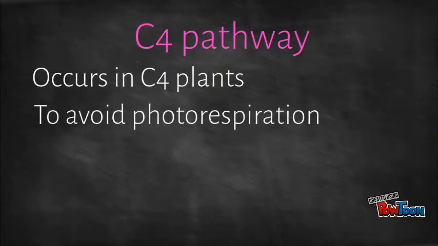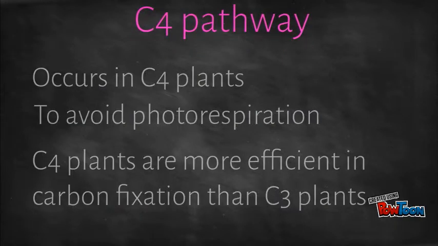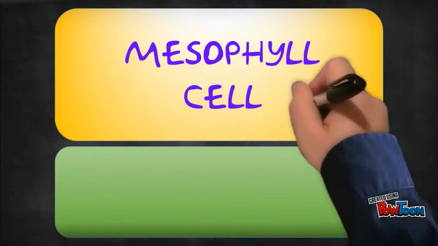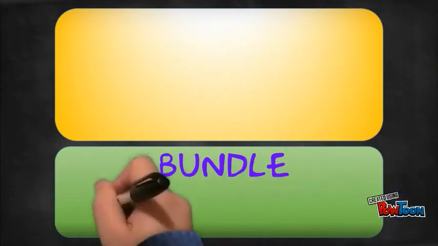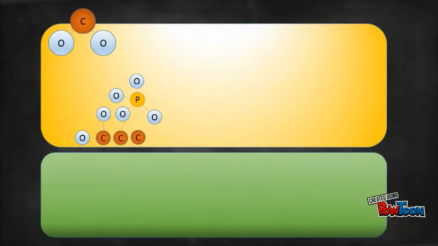C4 pathway. It occurs in C4 plants to avoid photorespiration. C4 plants are more efficient in carbon fixation than C3 plants. C4 plants show the Kranz anatomy, in which the vascular bundle is surrounded by bundle sheath cells and mesophyll cells.